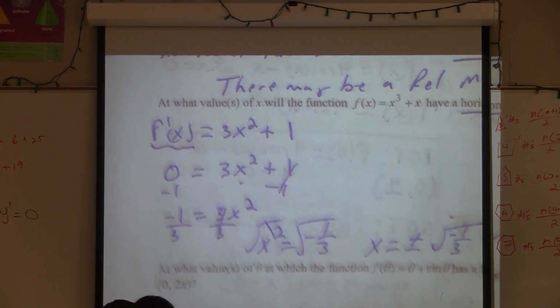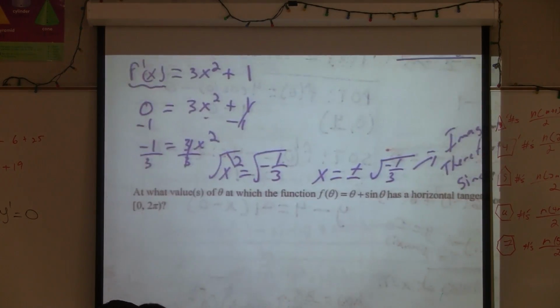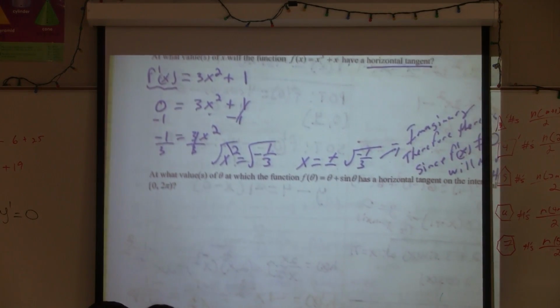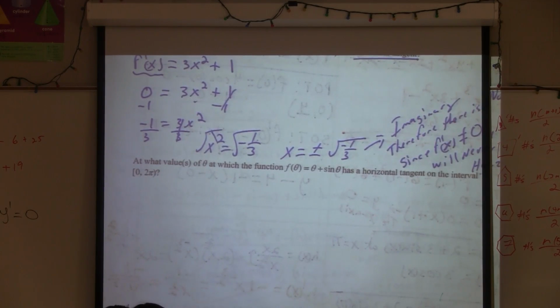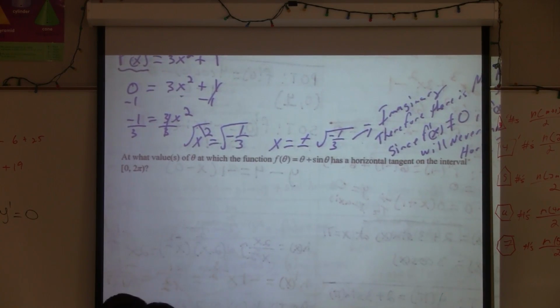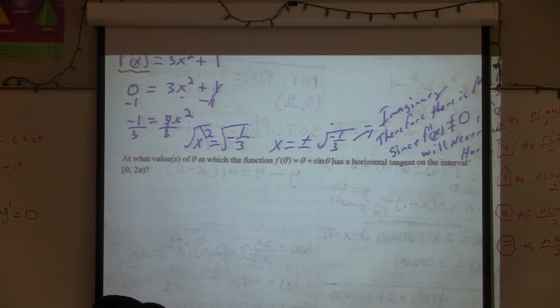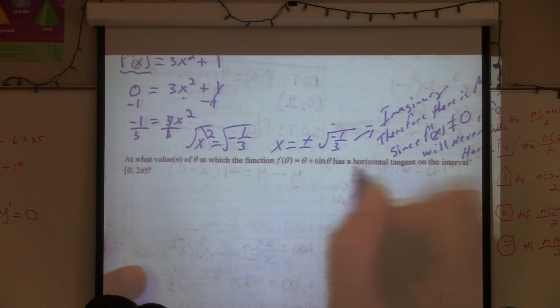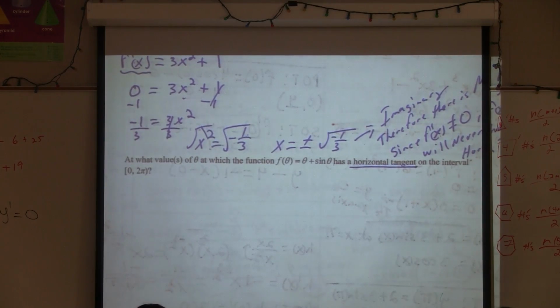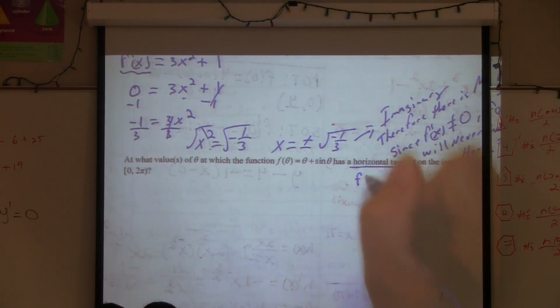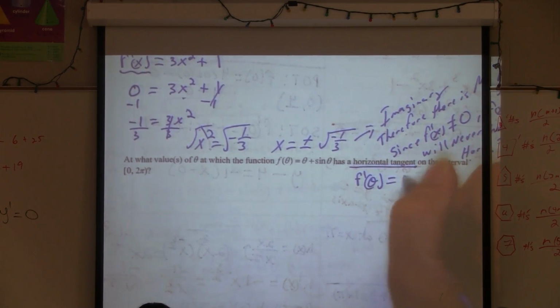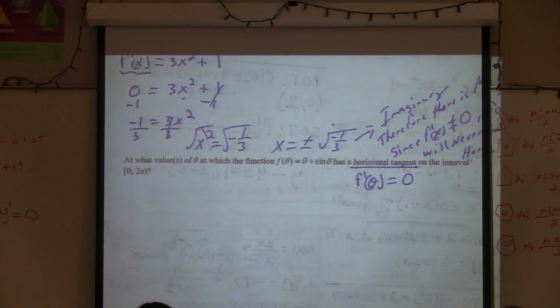Anyway, let's try another one. Look at the next one. At what values of theta does the function have a horizontal tangent line on the interval 0 to 2 pi? So again, we're looking for where this function has a what? Horizontal tangent line. Therefore, we're trying to find where its derivative is equal to 0. In order to figure that out, we need to know the derivative. So let's find the derivative of this guy.